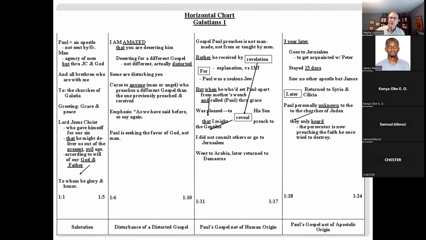And Paul makes the comment that personally he was unknown to the churches in Jerusalem. They heard about him, but they hadn't met him yet. And so my title, summarizing, describing this, is I think Paul is saying his gospel is not of apostolic origin either. And so it didn't come by going to Jerusalem and learning the gospel from the apostles.